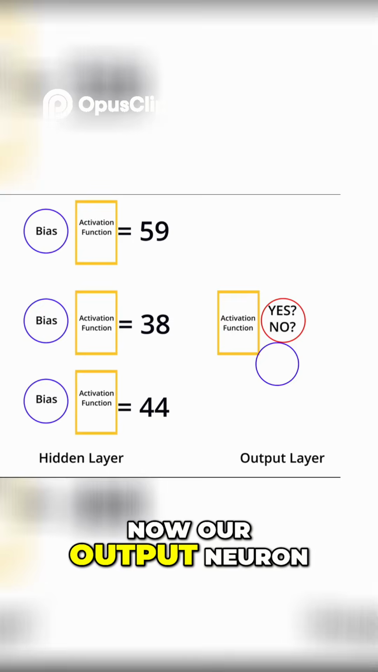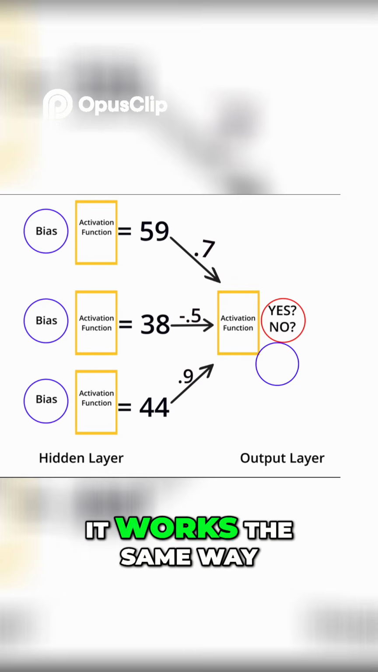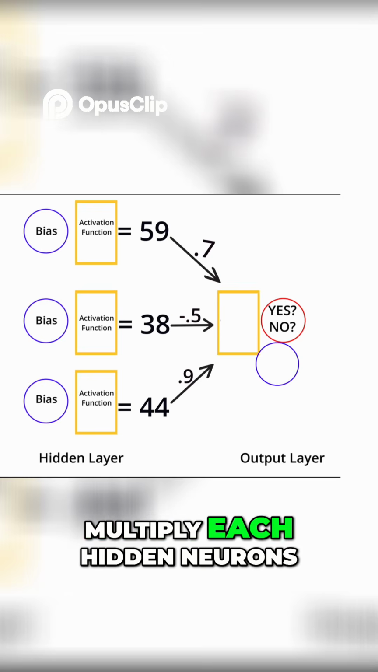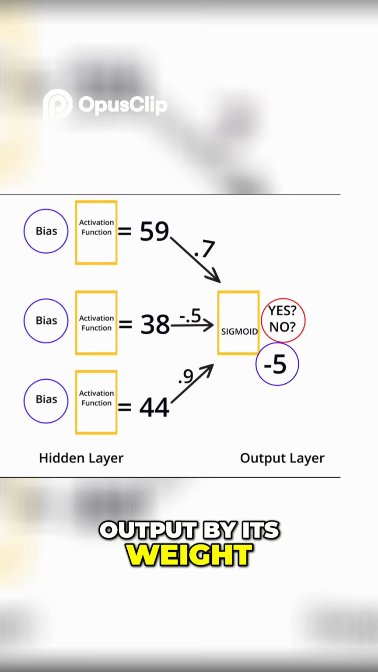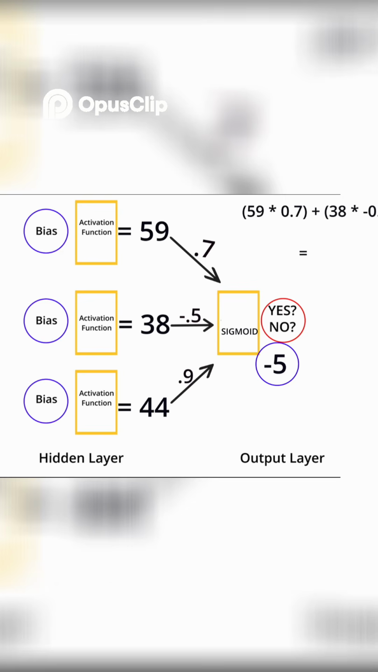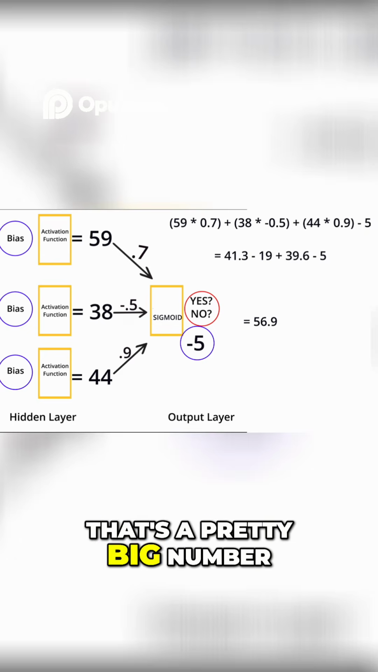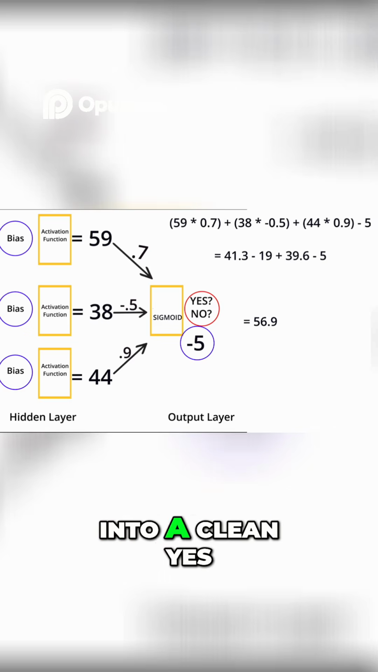Great, now our output neuron, the boss, has to make sense of these 3 opinions. It works the same way. Multiply each hidden neuron's output by its weight, add them up with a bias, and then run it through an activation function. That's a pretty big number, but we need to convert it into a clean yes or no.